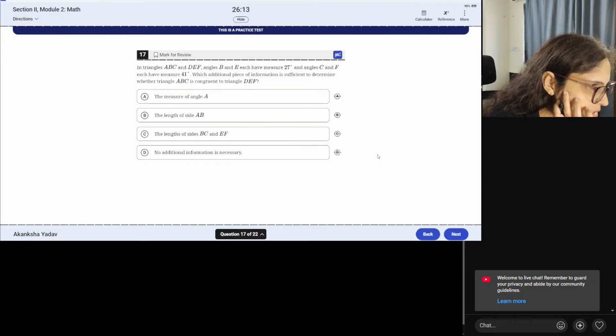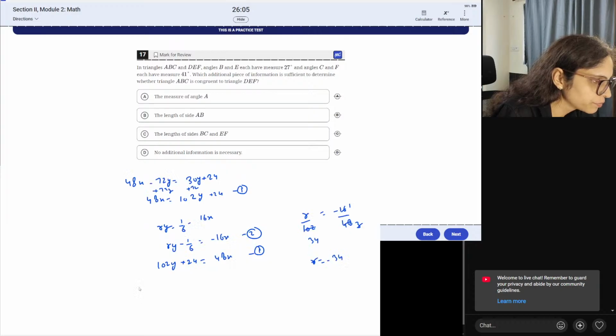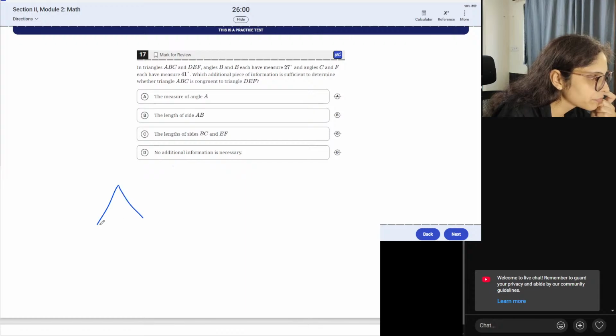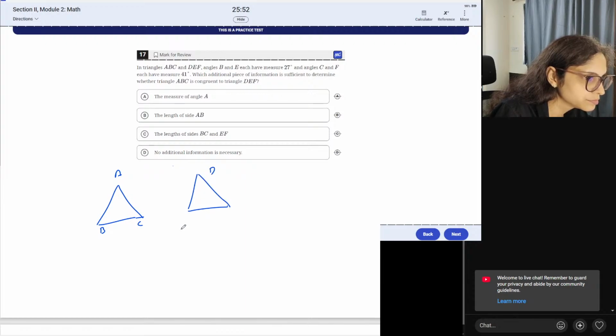B and E have measure of 27, C and F have 41. You want to prove triangles congruent, so let's quickly do that. Two angles are given, that means we need one more side. B and E have 27. C and F have 41. So it could be angle side angle or angle angle side.